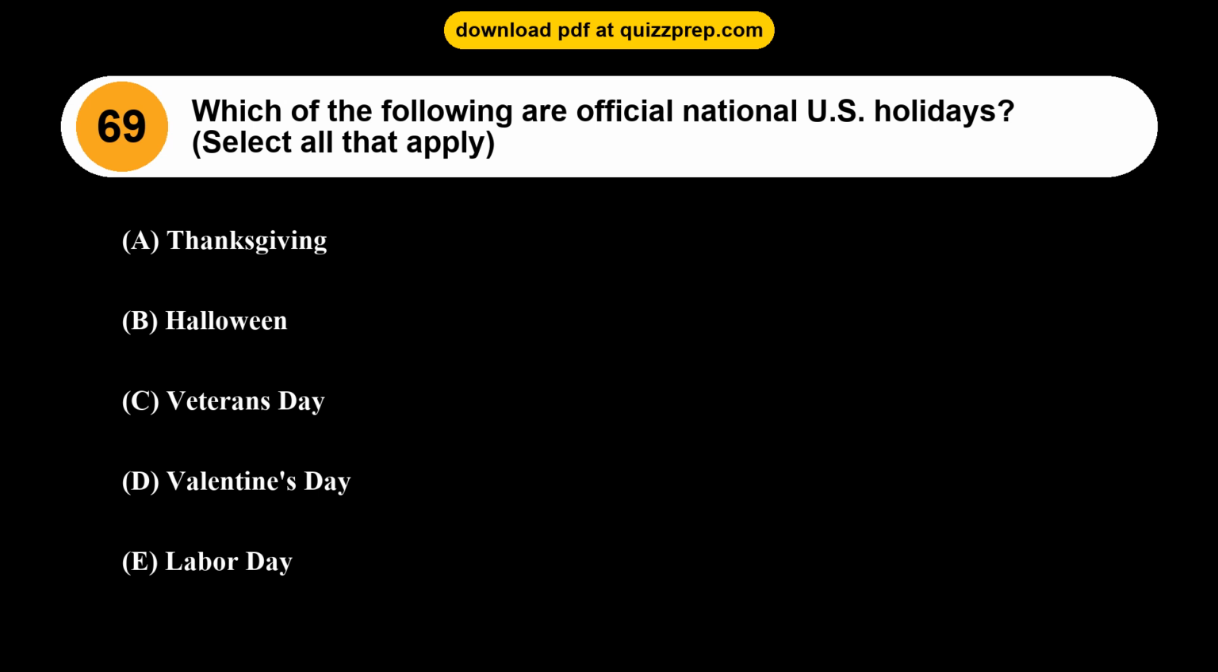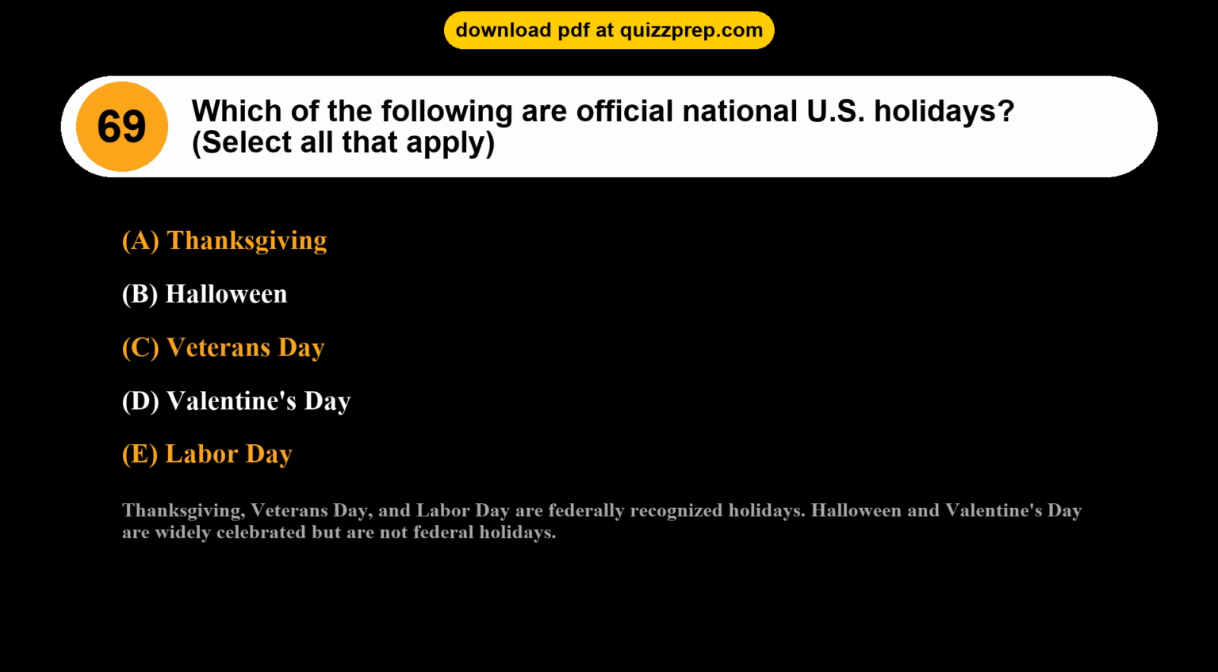Question 69. Which of the following are official national U.S. holidays? Option A. Thanksgiving. Option B. Halloween. Option C. Veterans Day. Option D. Valentine's Day. Option E. Labor Day. The correct answers are options A and C and E. Thanksgiving, Veterans Day, and Labor Day are federally recognized holidays. Halloween and Valentine's Day are widely celebrated but are not federal holidays.